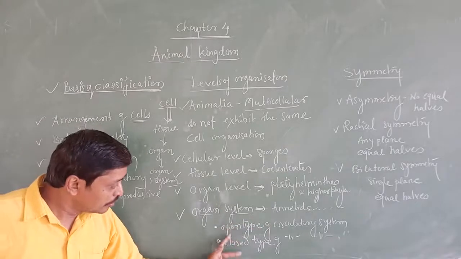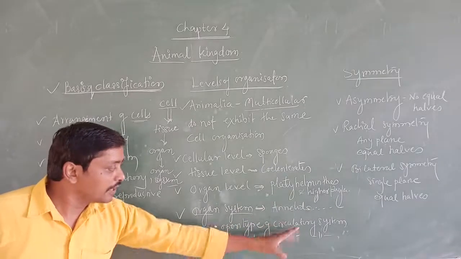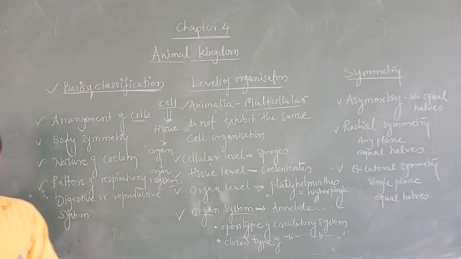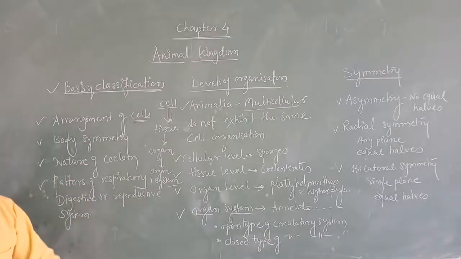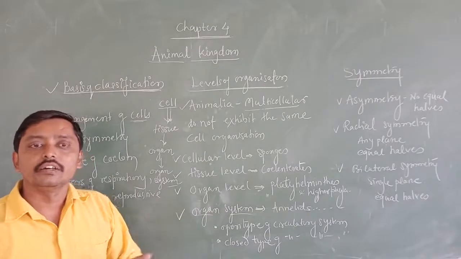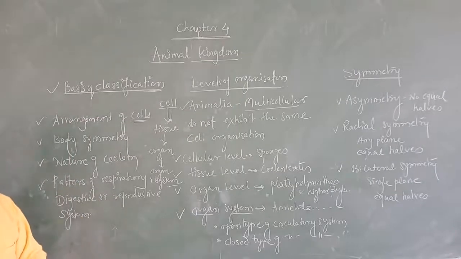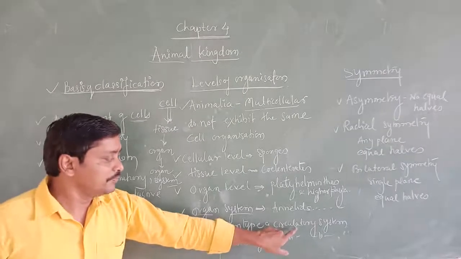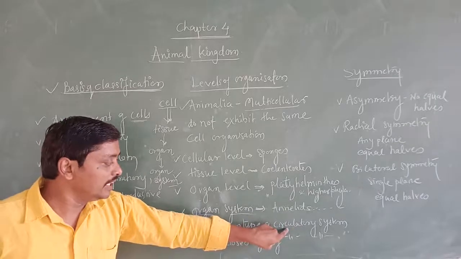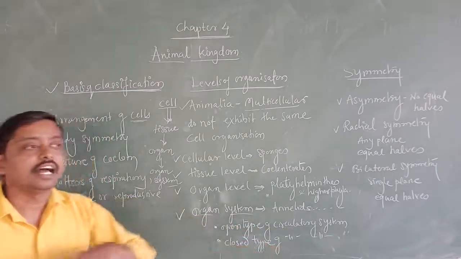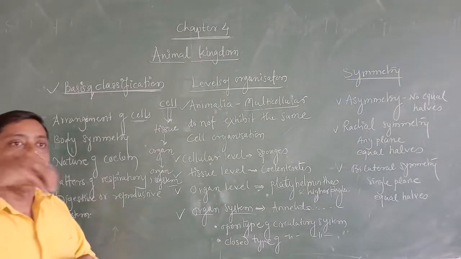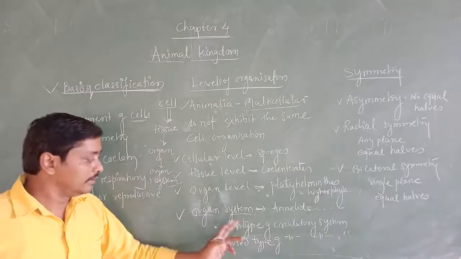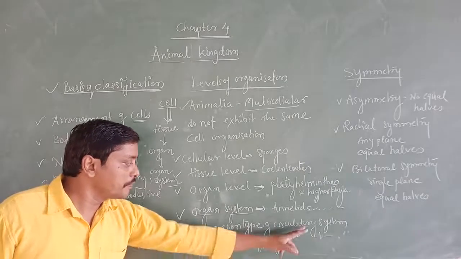And another two I have written on the board: open type of circulatory system and closed type of circulatory system. When we study the circulatory system, it consists of organs, for example the heart, and what we call vessels. Understood? In the open type of circulatory system, the blood is pumped by the heart and comes out into the body cavity, and all the organs are bathed in the blood. That is what we call an open type of circulatory system.